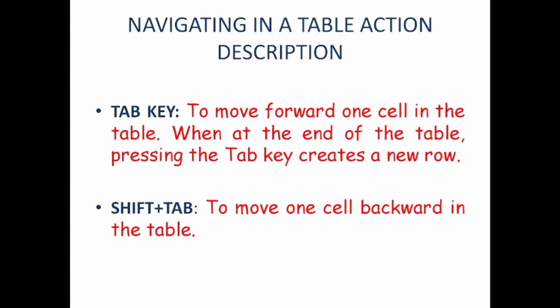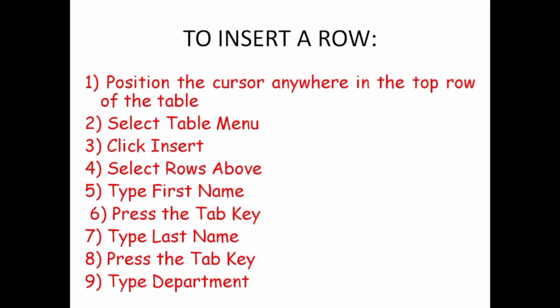And the next is navigating in a table: action and description. It means how we can navigate in a table. The first thing is the tab key. It moves forward one cell in the table, and when at the end of the table, we press the tab key to create a new row. Or by using the four arrow keys, up, down, left and right, we can navigate in our table. The next thing is shift plus tab. To move one cell backward in the table, we use the shift plus tab keys.